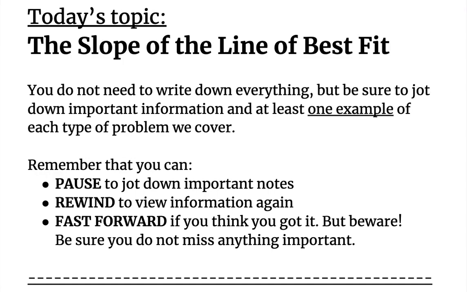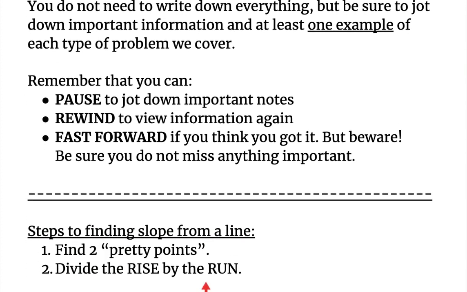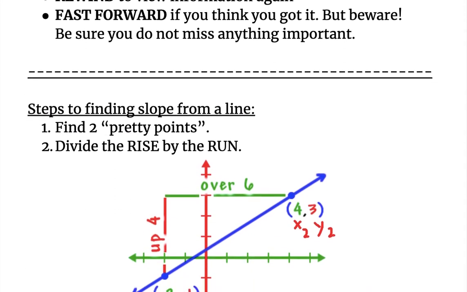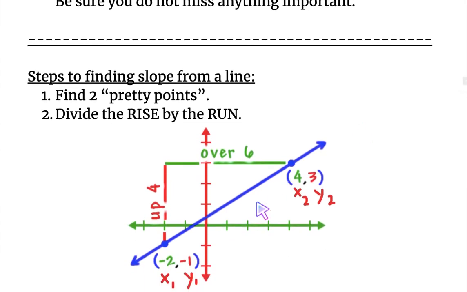So you should remember that the steps to find the slope are that you first have to find your pretty points. So you're going to find two pretty points. And then once you find those pretty points, and what we mean by pretty points is ones that line up with two numbers on both sides, you're going to figure out your rise and your run, and you're going to divide them because slope is rise over run.